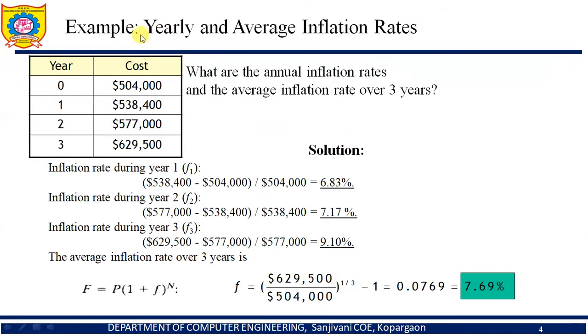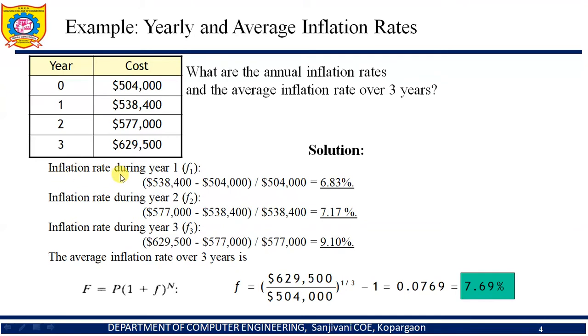Here we discuss an example of yearly and average inflation rate. The years are given here from 0 to 3. The cost of the product associated with each year is shown here. From this table we have to calculate the annual inflation rate and the average inflation rate over 3 years.